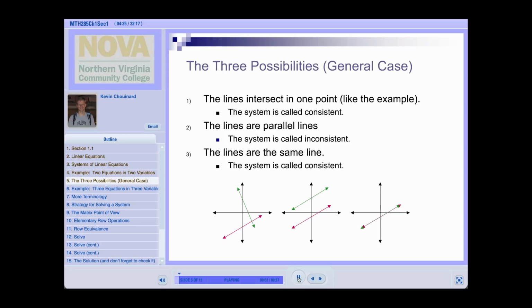If we go a little bit further here, we can name these different situations. When the two lines intersect in a point, it's called a consistent system. In fact, it's a consistent system with independent equations. In the second scenario with the parallel lines, it's an inconsistent system. And in the third scenario, where both equations give us the same line, it's a consistent system, but the two equations are said to be dependent.